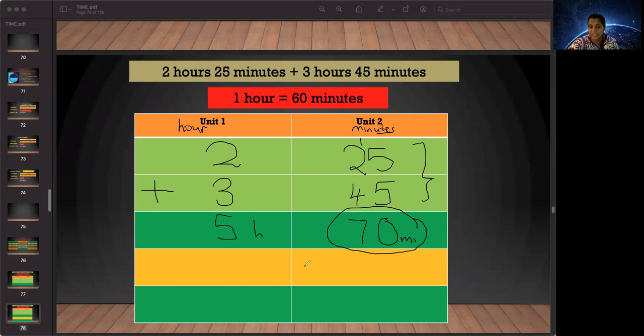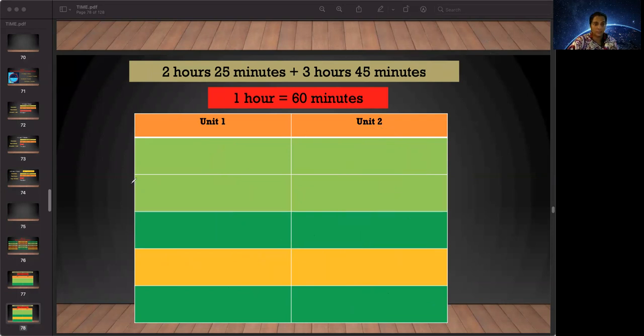So what we do here is we take off that 1 hour. We take off 60 minutes from the minutes column and we add it back into the hours column. 70 minus 60, you are left with 10 minutes. And 5 plus 1 becomes 6 hours. So your answer would now be 6 hours and 10 minutes. Now let's look at another question.